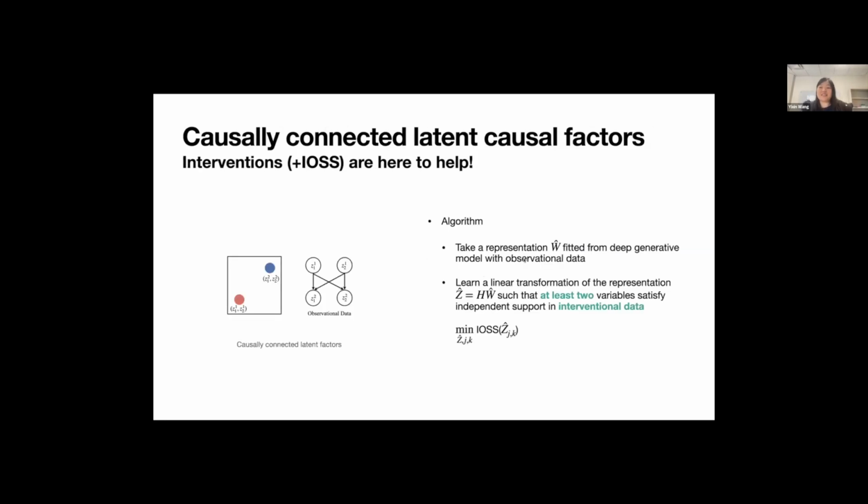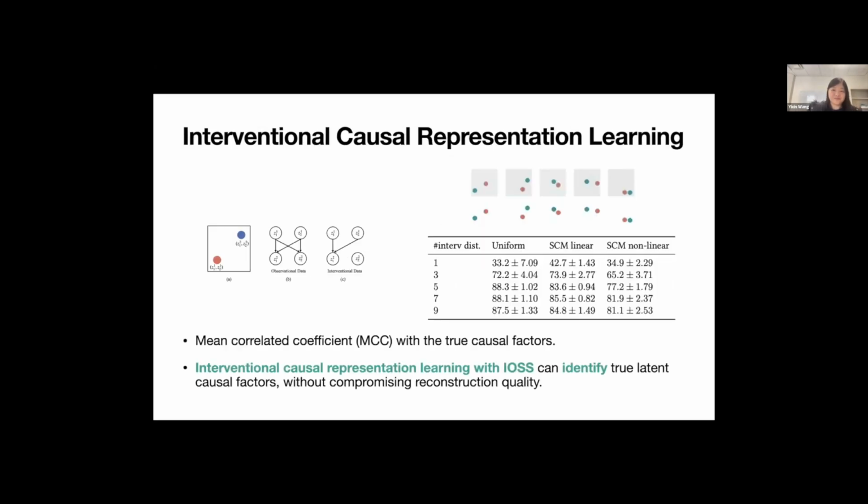And the algorithm is easy. We could just go ahead and take a pre-trained representation and learn a linear transformation of it. So if we think the representation is already linearly identifiable, then what we can do is a post hoc adjustment where you try to learn a linear transformation of the representation such that at least two variables satisfy independent support in the interventional data.